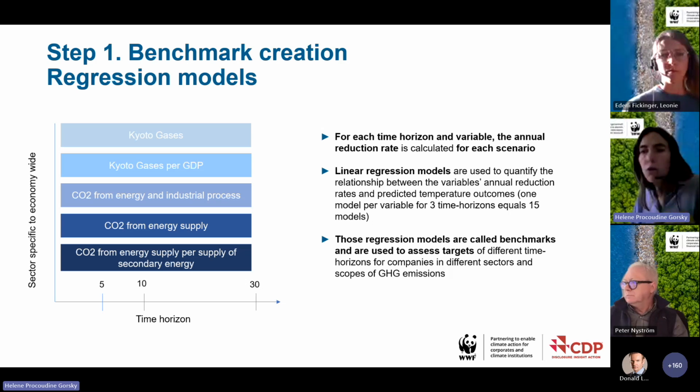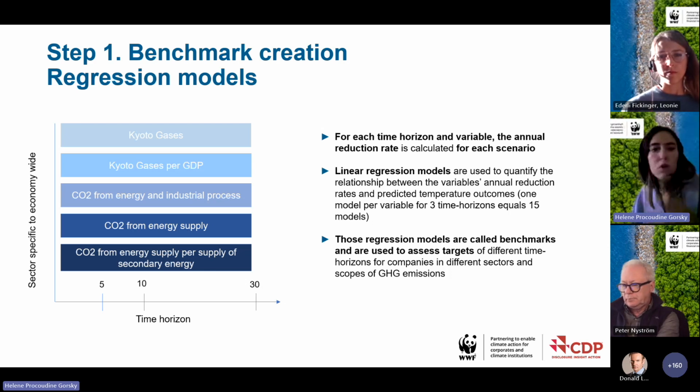And we also run it on 3 different time horizons. So we want to understand how changes in emissions level in the next 5 years, 10 years, 30 years relate to a given temperature outcome. And this is really following the logic that we might need a sharper decrease of emissions in the near term, and we want to incentivize companies to set near-term or mid-term targets in priority and act quickly. So you can see on the left-hand side a sort of visual representation where we have the 5 variables, 3 time horizons. That means 15 regression models.